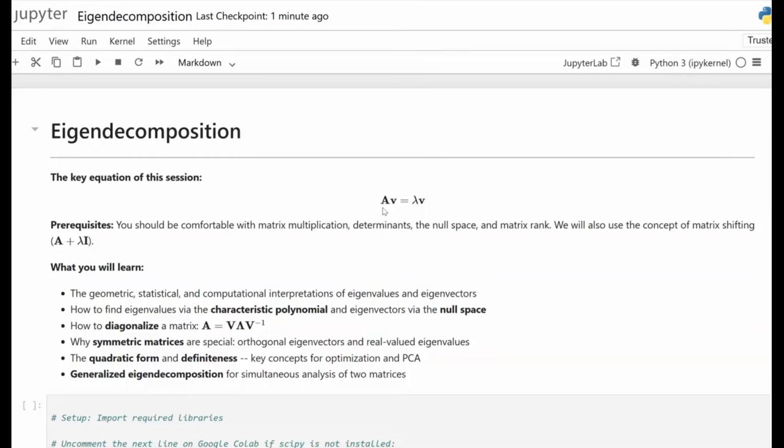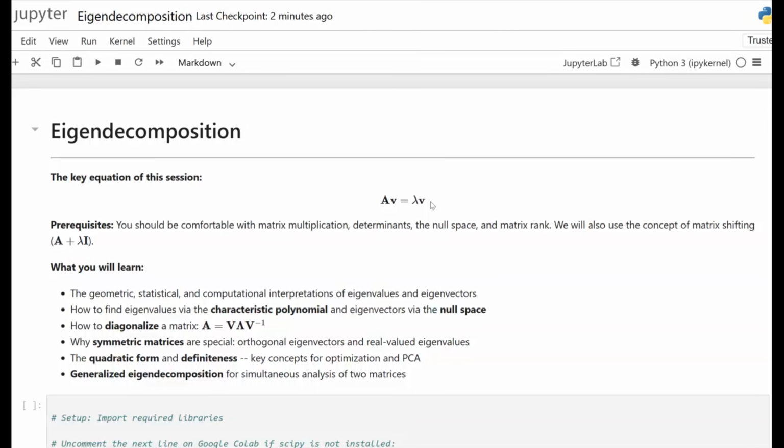A multiplied by V equals lambda multiplied by V. It looks small, but this single equation powers principal component analysis, noise reduction, data compression, graph analysis, dynamical systems, and a lot more.